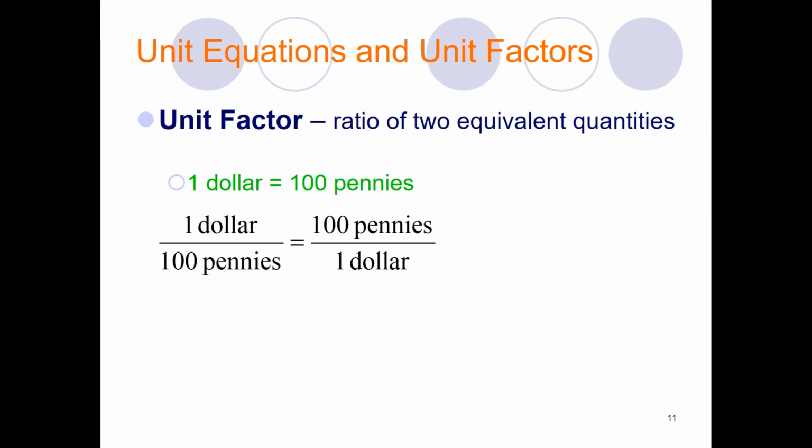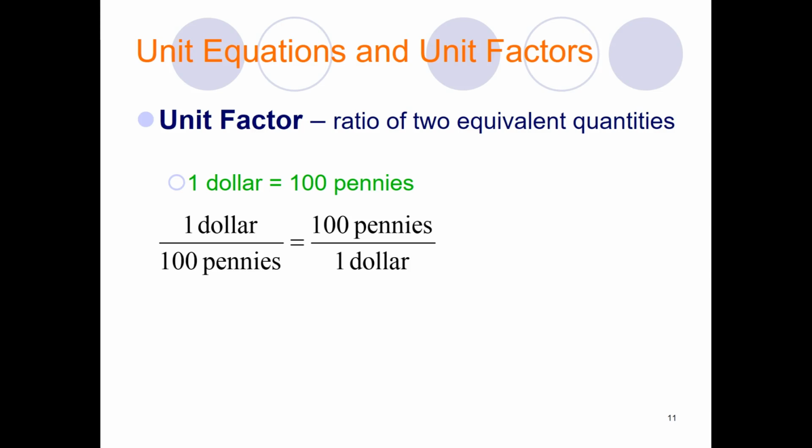Now, I know if you look at this and you think, well, 1 divided by 100, hey Beth, that's not the same thing as 100 divided by 1. You'd be right if we were just looking at the numbers. Remember, this is not just saying 1 equals 100. It's saying $1 equals 100 pennies. Those two things really are equal to each other. So we could write it either way and it's fine. Now, depending on the situation, one of these is going to be more useful to us than the other. We'll get there in a minute.